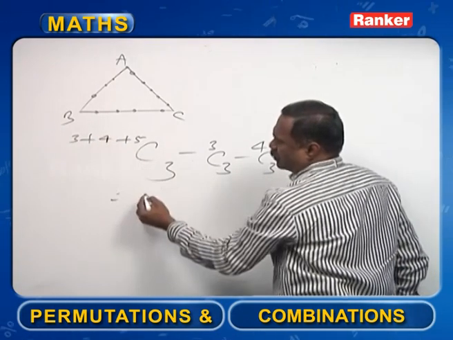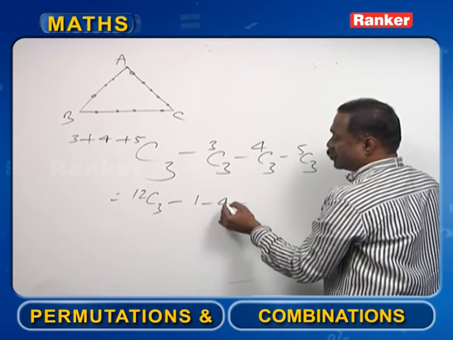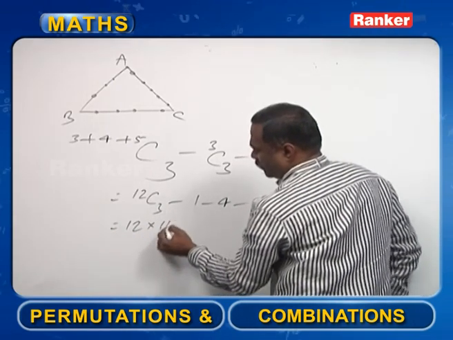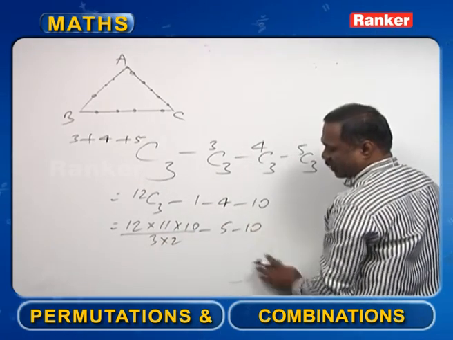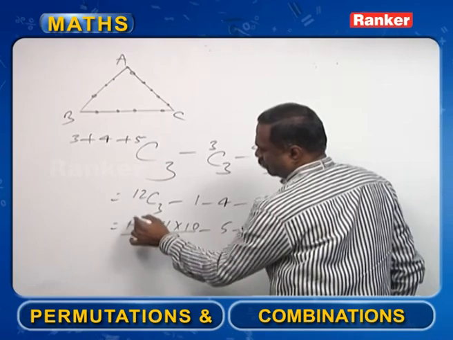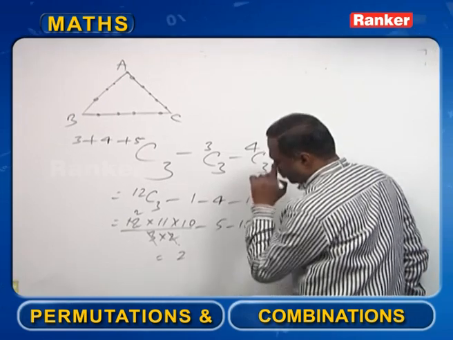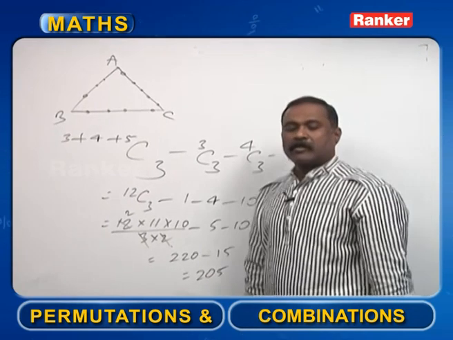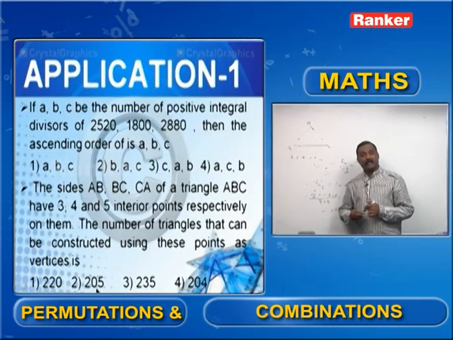So if you simplify this, it is 5 plus 4 plus 3, 12C3, minus 1, minus 4C3 which is 4, and 5C3 is the same as 5C2, which is nothing but 10. So this is 12C3, which is 12 into 11 into 10 upon 3 into 2, minus 5, minus 10. If you simplify this, it is 22 into 10, 220, minus 15, which is nothing but 205. 205 should be your answer. That is the second option. Geometrically, you can apply combinations in this way.